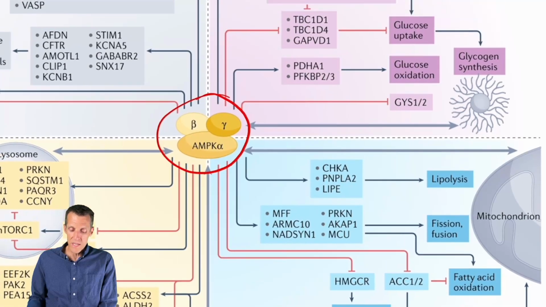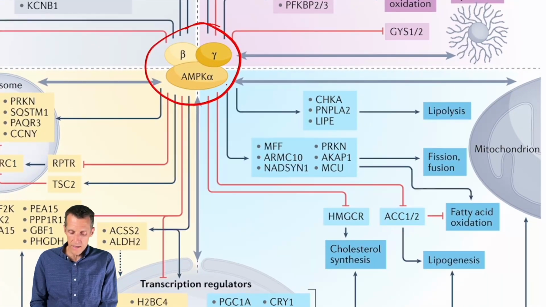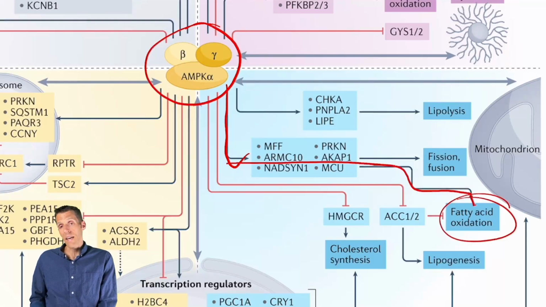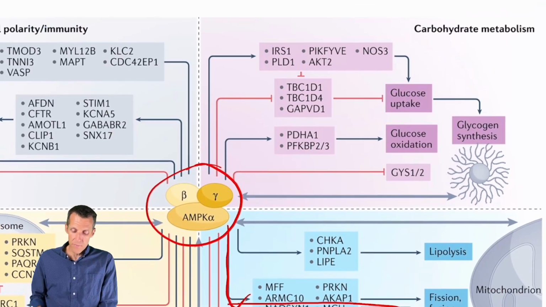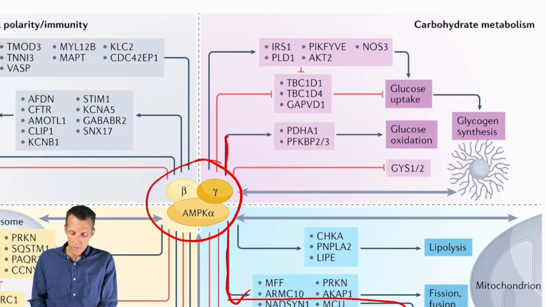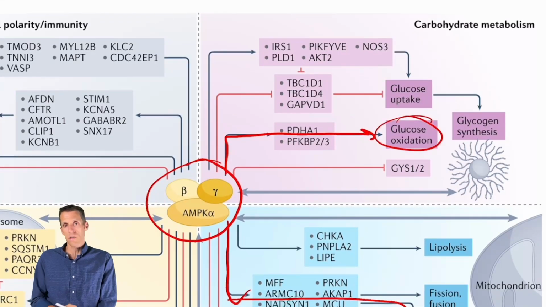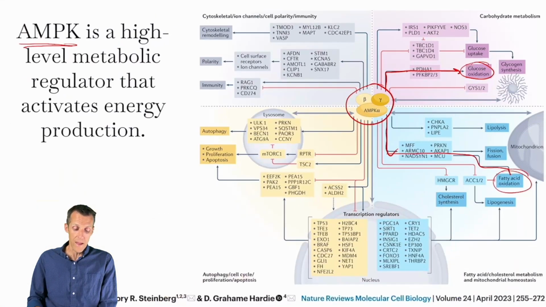I'm just going to point out two things, though. When this gets activated, it goes down here. It activates this pathway, it activates this pathway, and it activates this pathway. Fatty acid oxidation. That is the production of energy from breaking down fats. And then if we look up at this one, what is it doing? It's doing this, glucose oxidation. It's saying, let's make energy from sugars. So it's saying both make energy from sugars and make energy from fats. So it's a high-level metabolic regulator that's going to activate energy production.